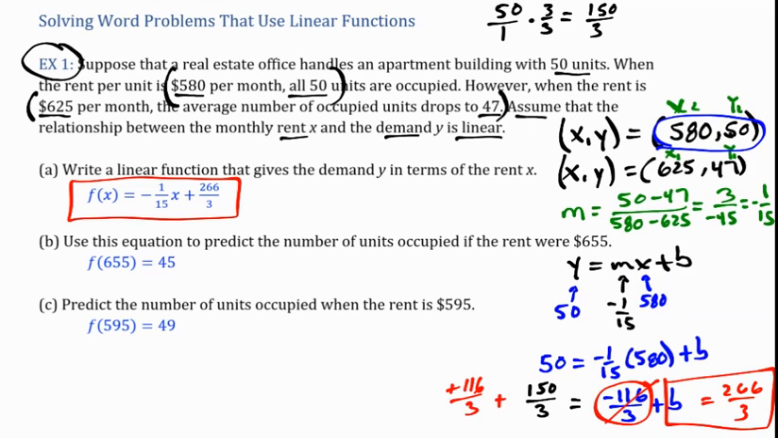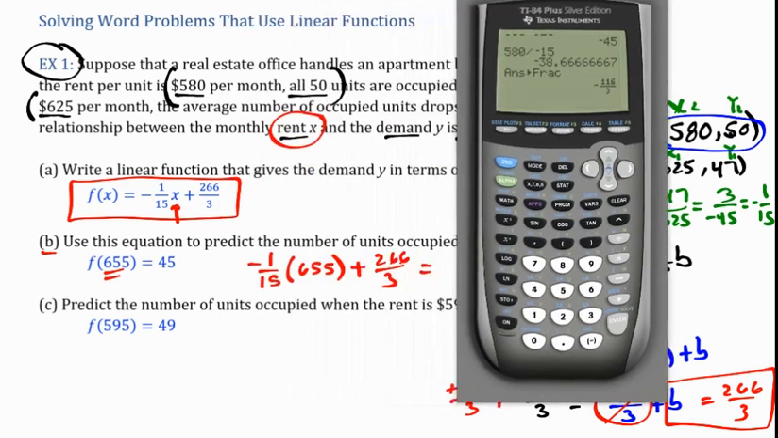Now that we have the linear function, part B of the question says, use this equation to predict the number of units occupied when the rent is $655 per month. Remember, rent is the x variable, which is the input. So if we put $655 in for the function, that means we're going to replace the x variable in the equation with $655. So negative 1 over 15 times 655 plus 266 over 3.